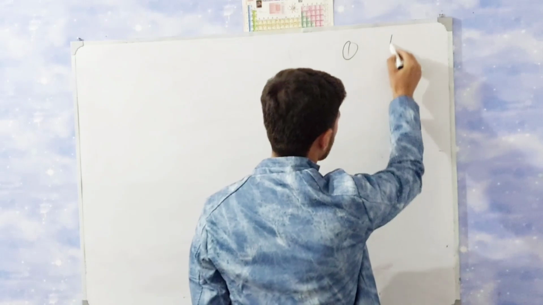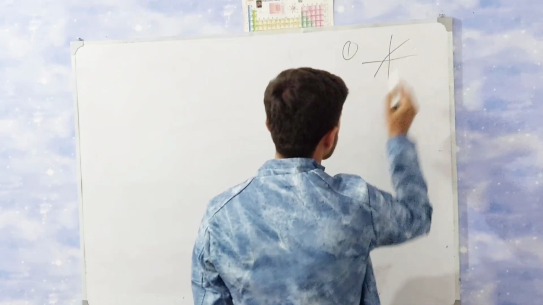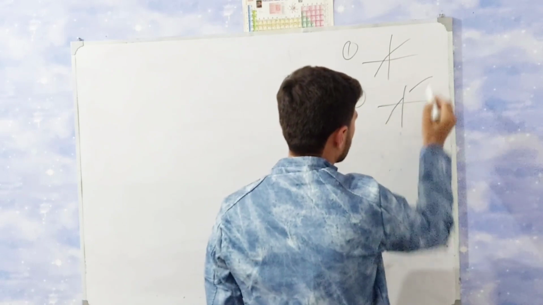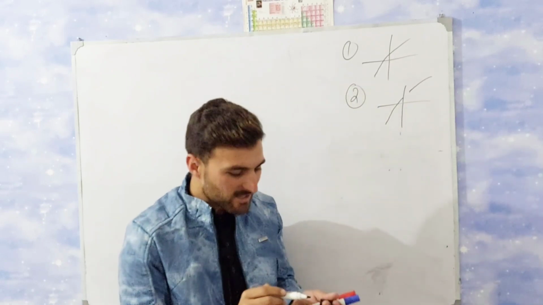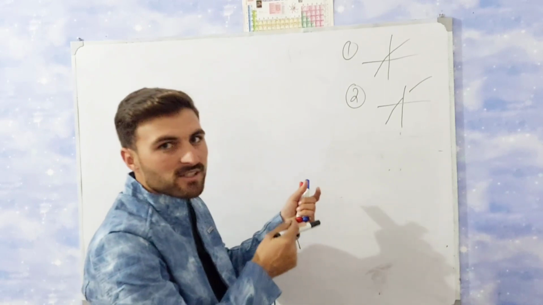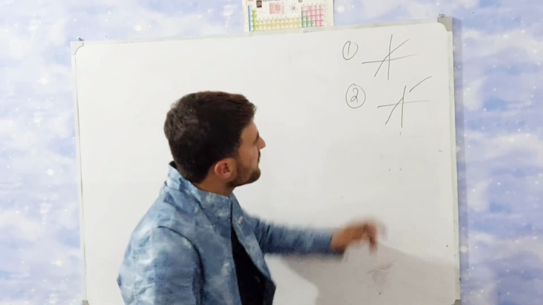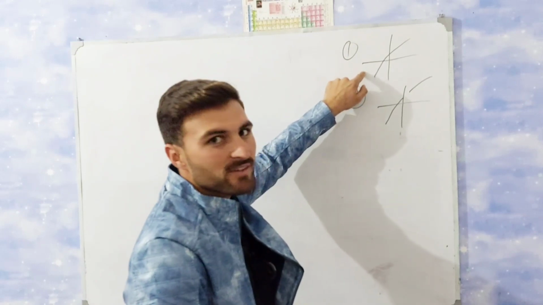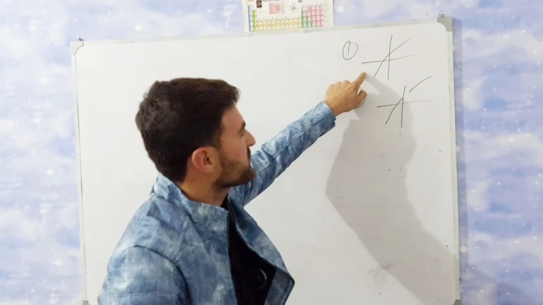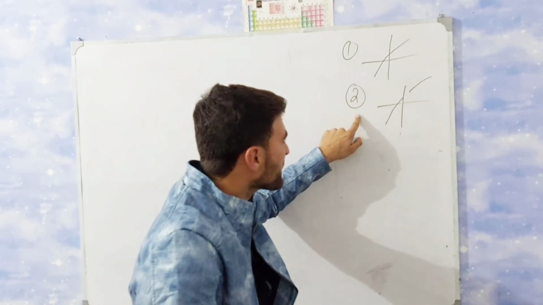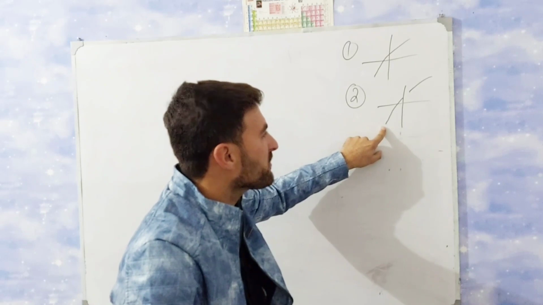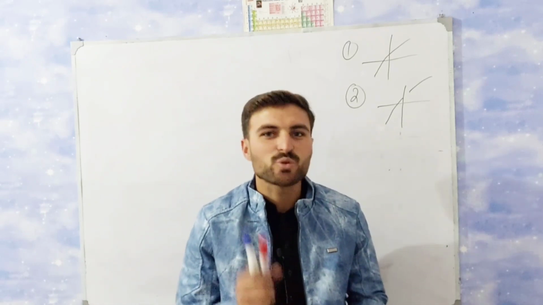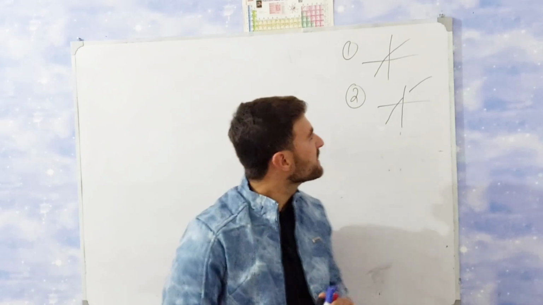So let me draw two graphs. The first one is this and the second one is this. So let's observe both of these graphs. The first graph, if you look here, we call the graph of a continuous function, and the second graph we say is the graph of a discontinuous function. Why are we saying that? So let me give you the reason.